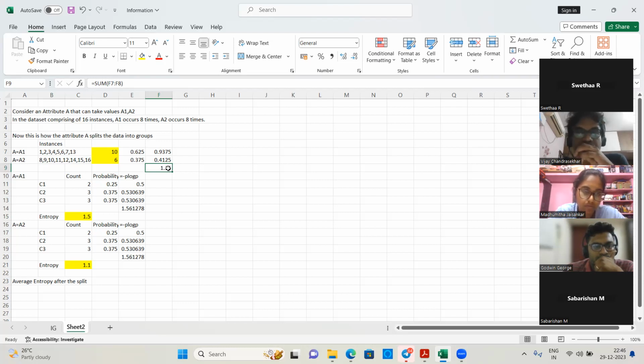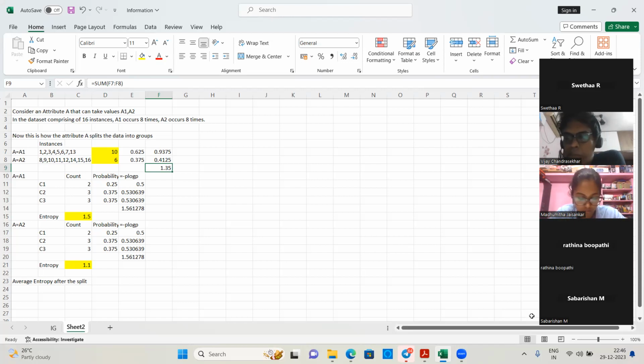Anyone else who hasn't understood this? Because it's extremely, extremely important. The whole ID3 algorithm rests on this idea that we were discussing now. So anybody who hasn't understood this?